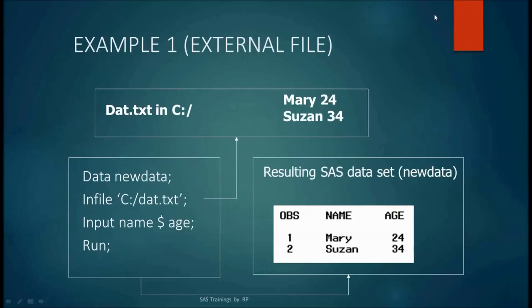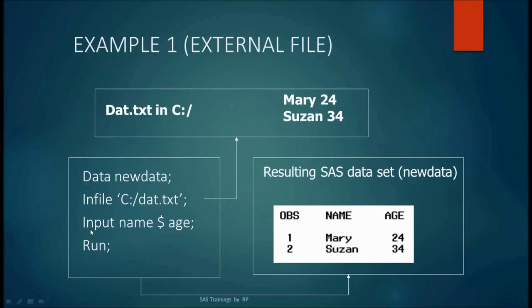infile statement. So if you see the code, it just looks like this. Data. So we are creating one data set called new data using the infile statement. In the infile statement here, the file specification is this, the path. Which means in C drive, we have a .txt file called dat.txt. The .txt is an extension of your file. For a text file, it is .txt. For a CSV file, it is .csv.